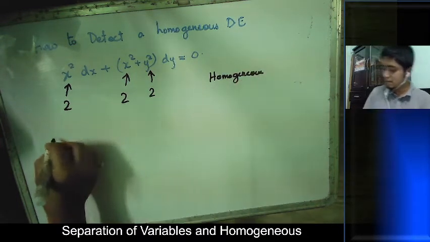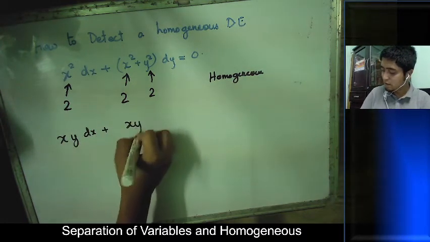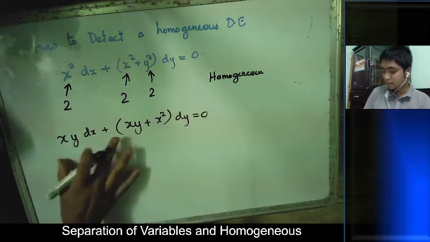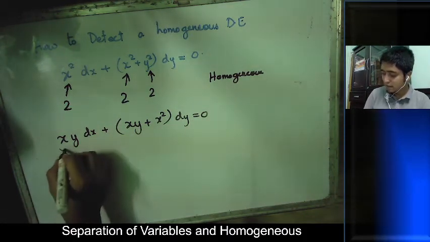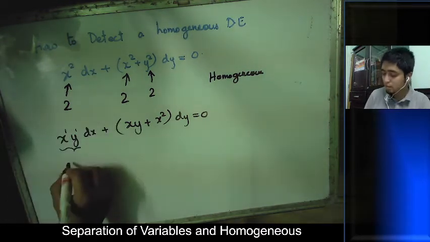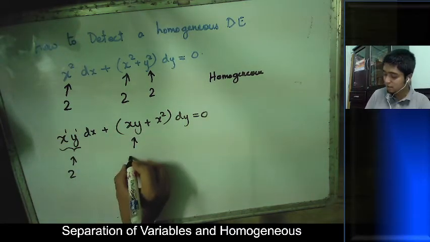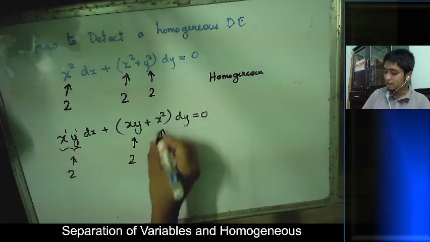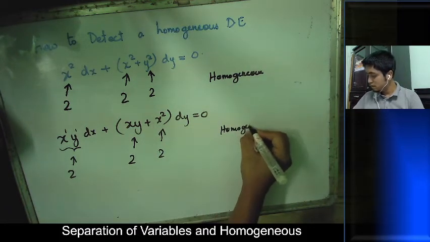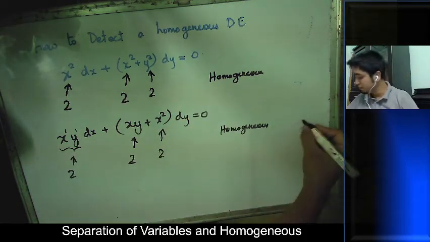Okay, let us use another example, maybe xy dx plus (xy plus x squared) dy. Again, it is of that form. X is of power 1, y is of power 1, so the combined power is 2. Similarly, over here, the combined power of x and y is 2, and in this one again the power is 2. Again, homogeneous, and the degree, because it is homogeneous, is 2.